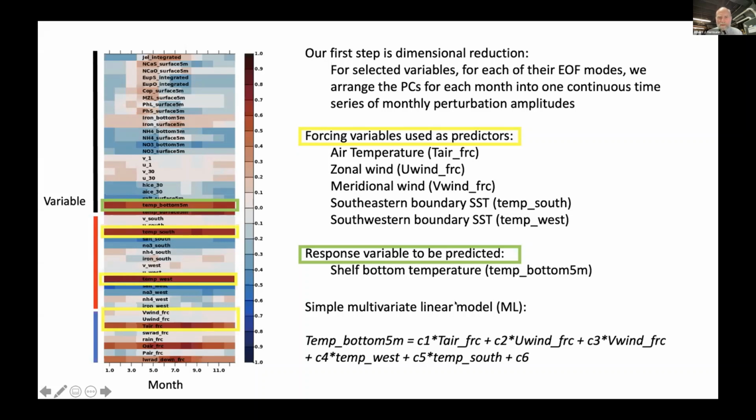The simple linear model would look like this. We'd say that the spatial pattern of bottom temperature equals some coefficient times the spatial pattern of air temperature, etc., for these different forcing variables. So we're trying to relate time series governing the evolution of their spatial patterns.